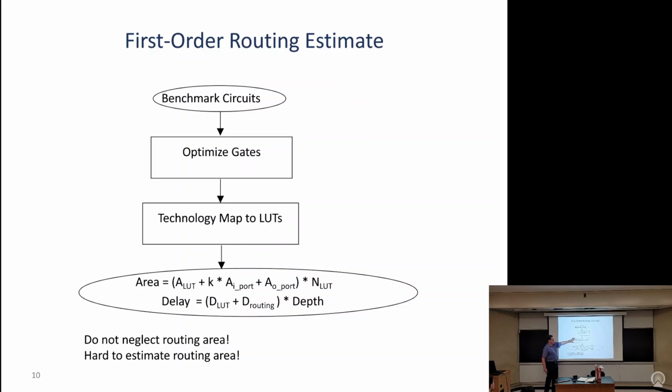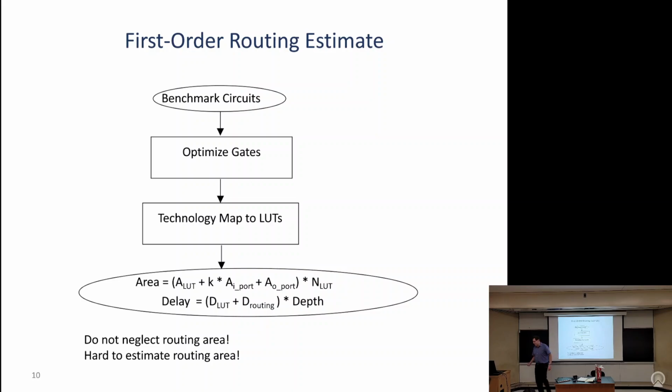So even if you say I can't build a full CAD flow, I'm going to stop after I technology map to these lookup tables. You could say, well, my area is the area of the LUT, but I also know that I've got k things to hook up to the general routing. So we'll say k times the number of ports per LUT, and my area of an output port, I'll multiply that by n LUT. Okay, these are actually going to be kind of hard to estimate because I'm going to have to guess a routing architecture that works, but at least I put a guess in, right? A guess is better than zero.